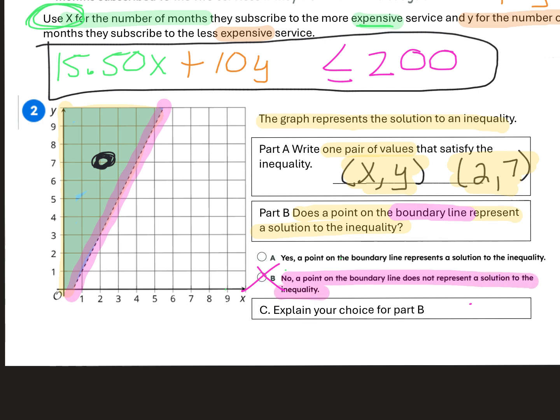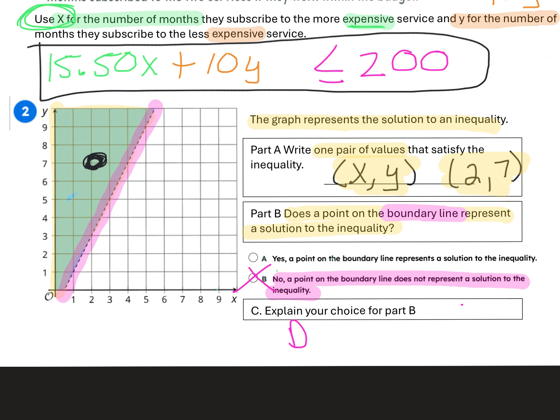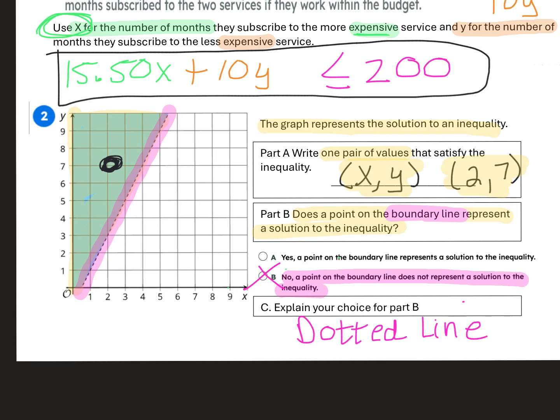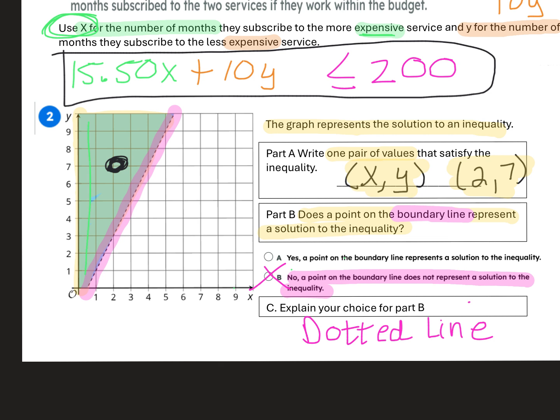And the reason for that is because it's a dotted line. I don't need you to write me a big old novel. So in this case, anything that's in the green shaded region would be a solution, but anything on the line would not.